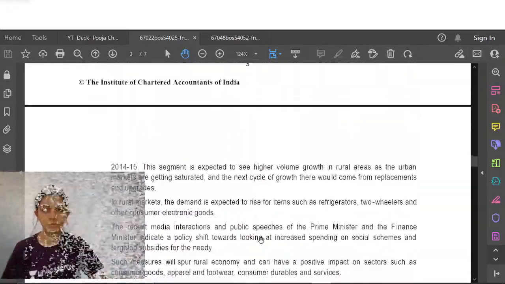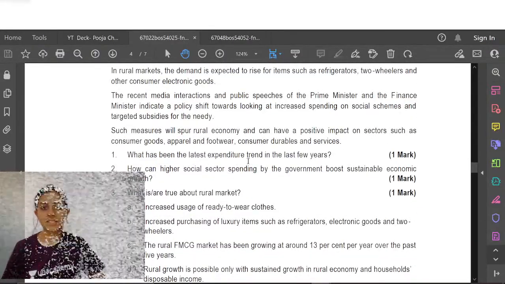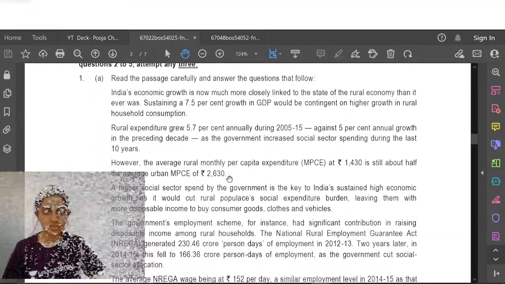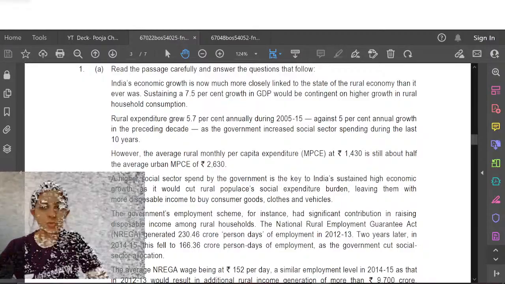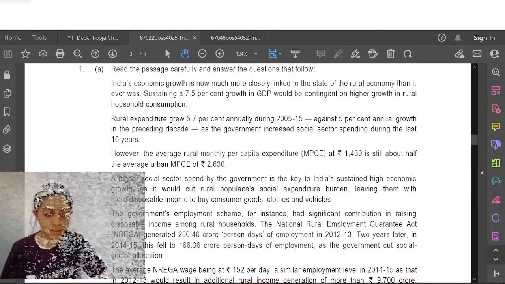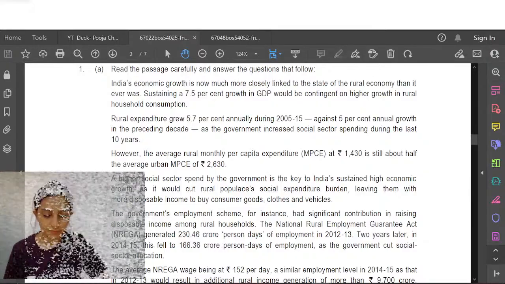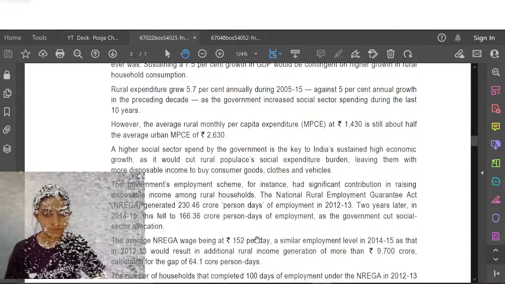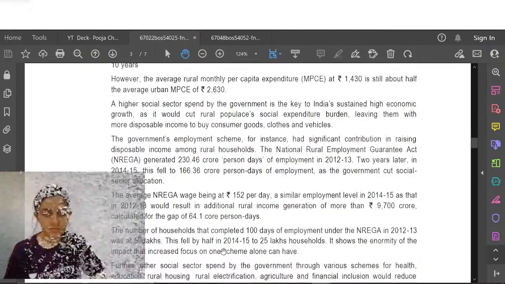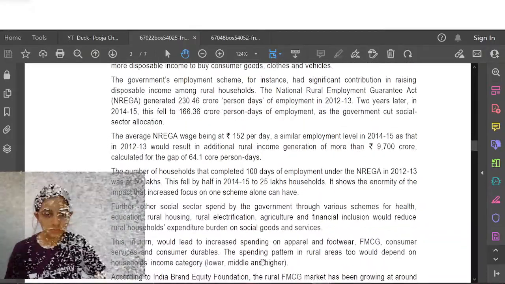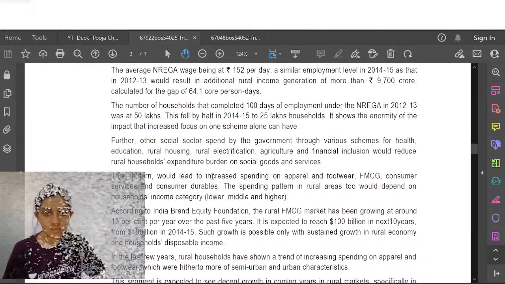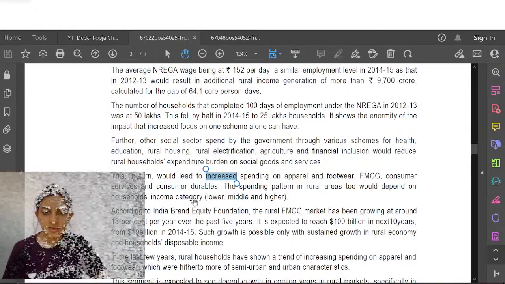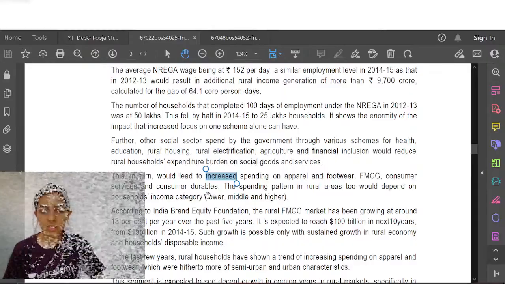So the first question speaks of what? The first question speaks of what has been the latest expenditure trend in the last few years. Let's see if we are able to find something related to expenditure trend. Quickly skim through. I know reading the passage is a little tricky. It's pretty long. Trend means they are not talking about percentages. They're talking about things on which it can be spent. Look at the word trend. Increased spending on apparel and footwear, FMCG, consumer services and consumer durables. The spending pattern in rural areas too would depend on household income category.